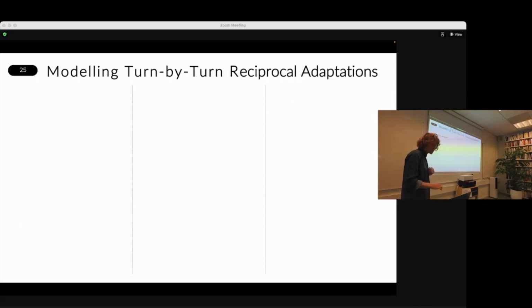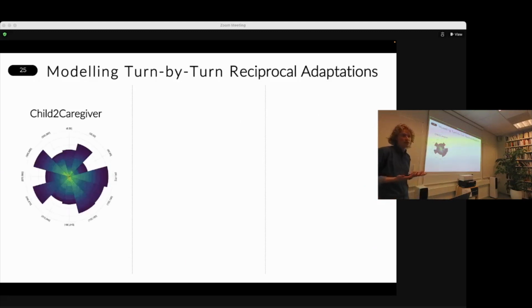Okay, so then we can actually look at some child data and use this framework and use phase angles to describe interactions between child and caregivers. And here we see for the Danish infant caregiver data, the children are sort of all over the place, right?